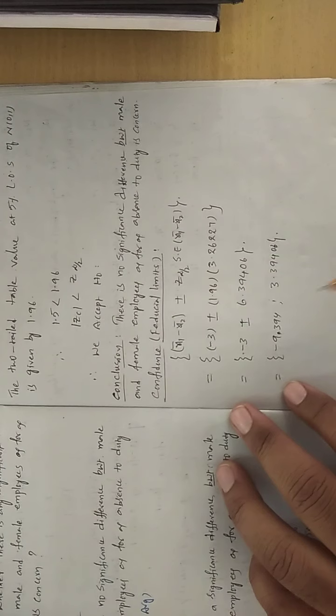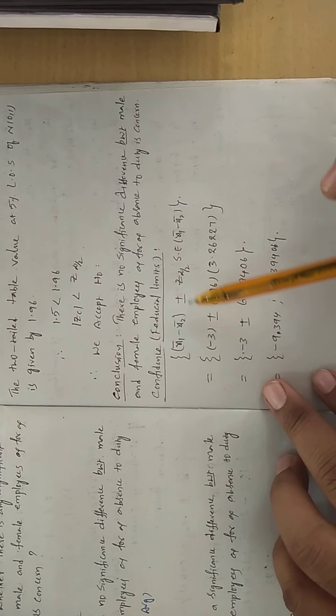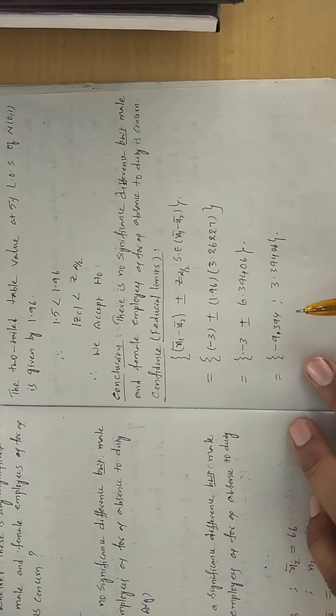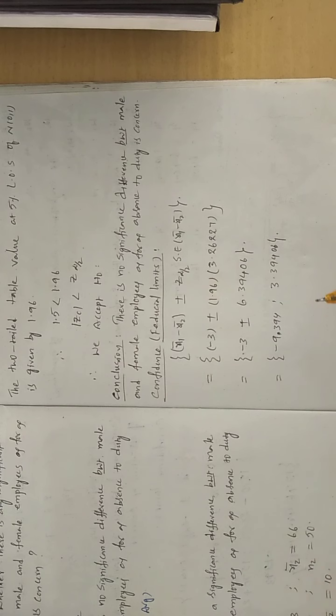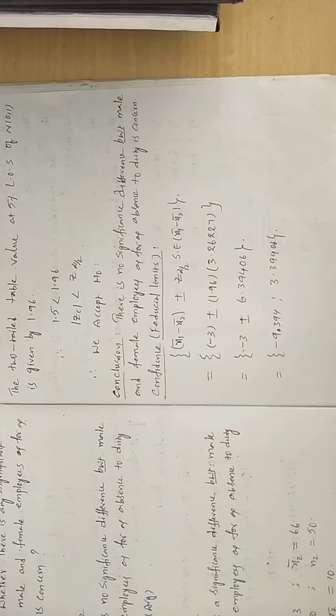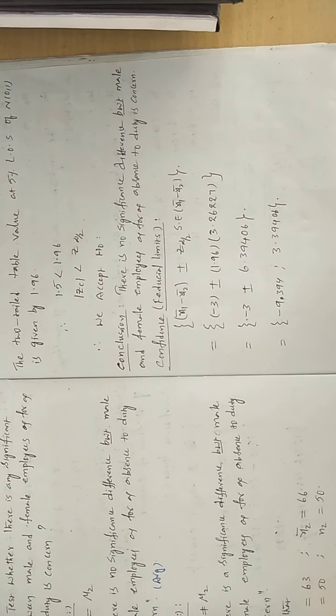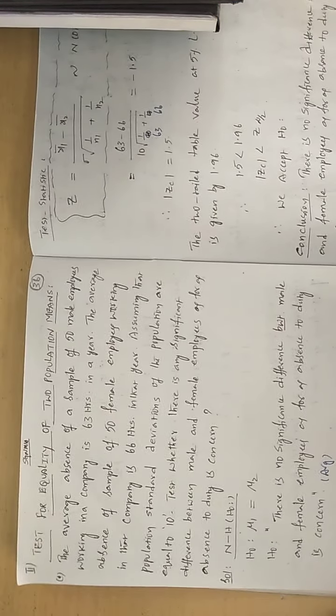What are the confidence limits? The technique substituted, but the negative values will not be considered. Hence, by considering this as positive, what you can write? 3.394, comma 9.394. So this is called the test for equality of two population means problem.